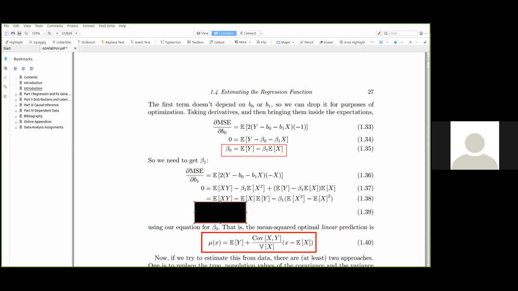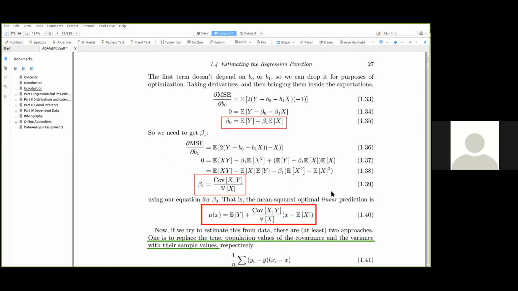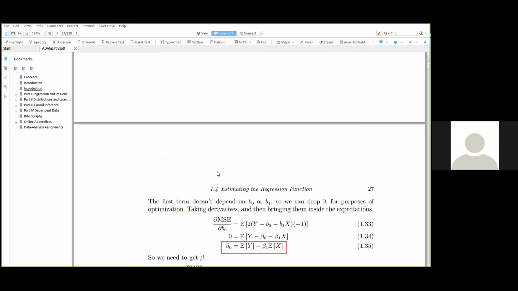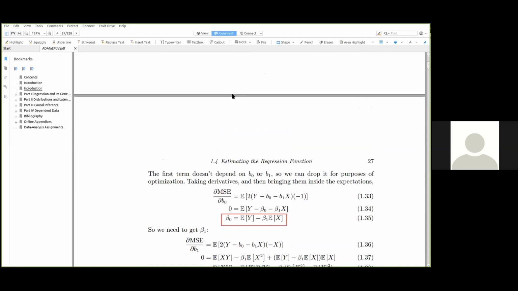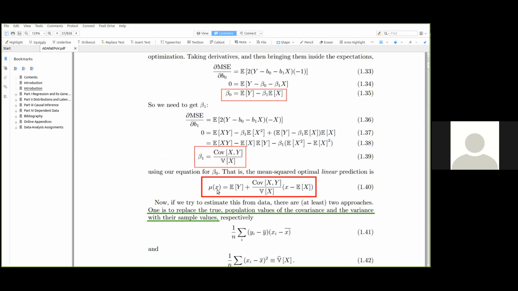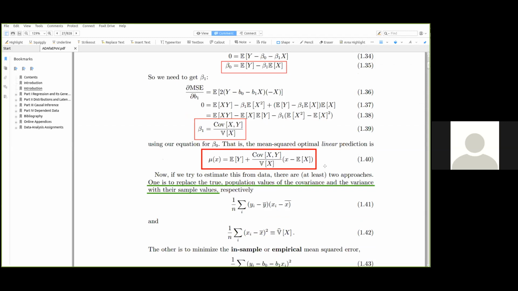So then we assume that mu of x is of the shape b0 plus b1x. If we substitute the values of beta 0 and beta 1, this is the final equation that we end up getting. Is everyone clear till this point how we came to this equation? This is the optimal mean square error, the optimal line that we can get when we have these data points.